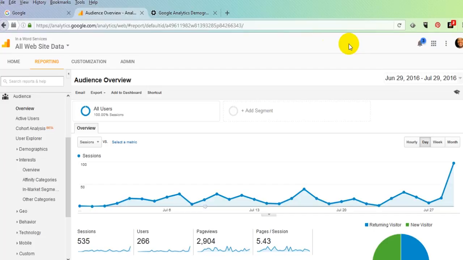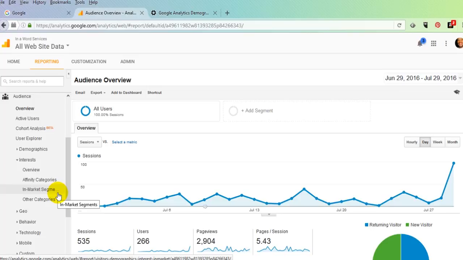There are two great reports in Google Analytics, so we're going to focus in on these two reports. I'll show you how to get them set up and give you some insight into how you can use these reports. These two reports that I'm talking about are the affinity categories and the in market segment reports. These reports are gold mines, let me tell you.